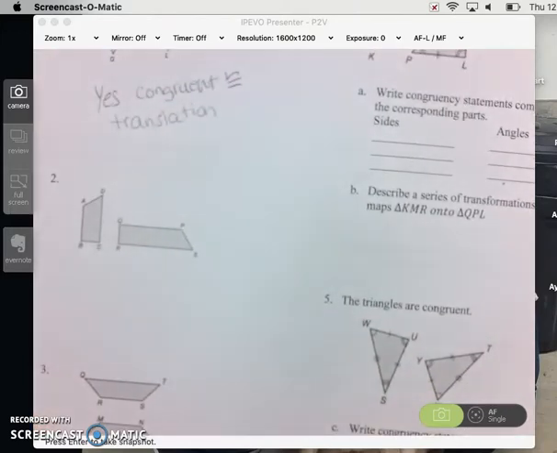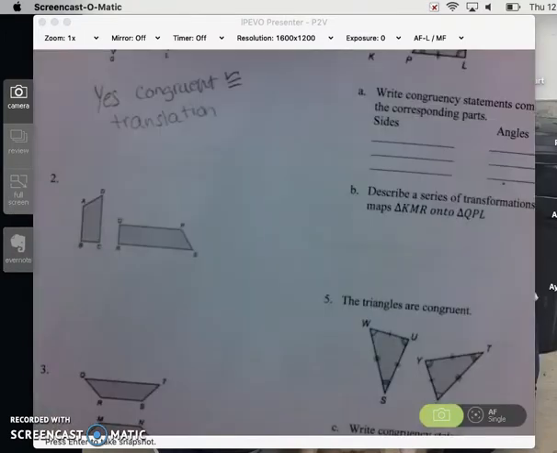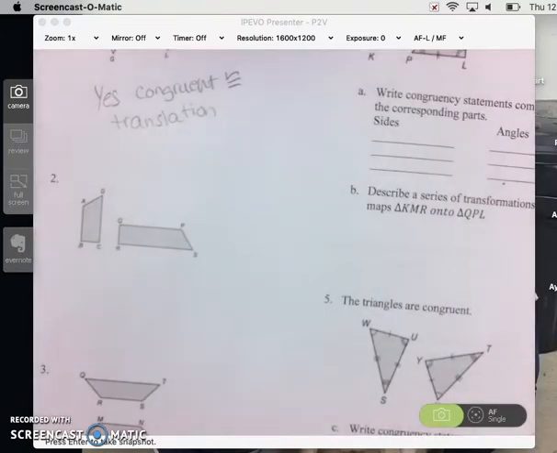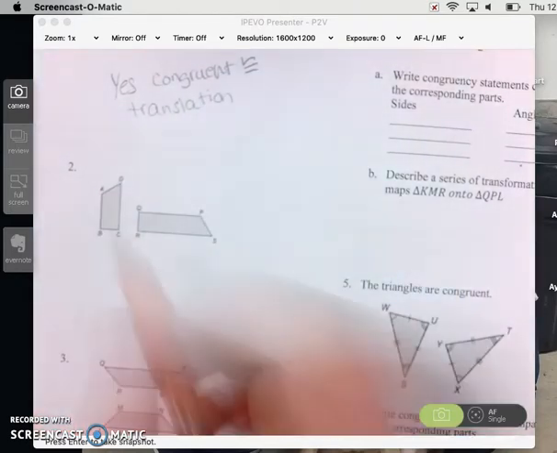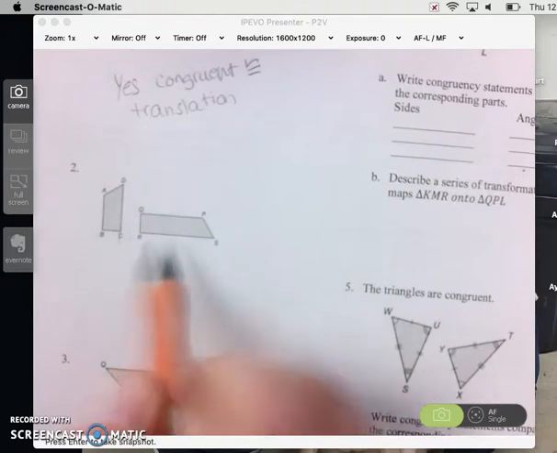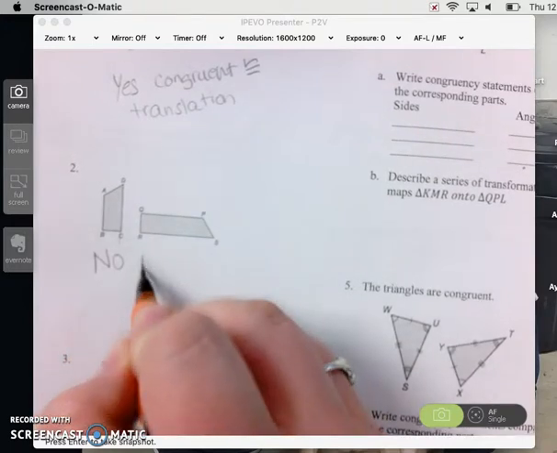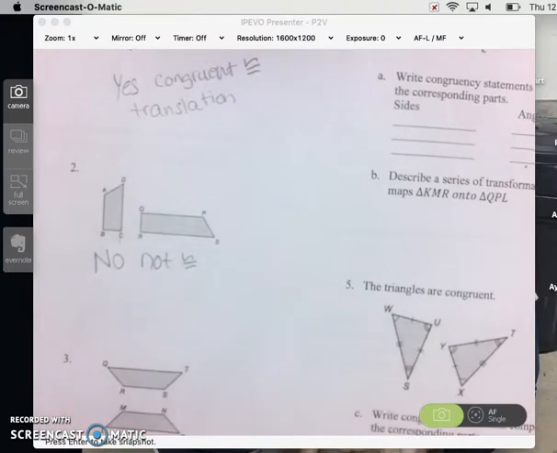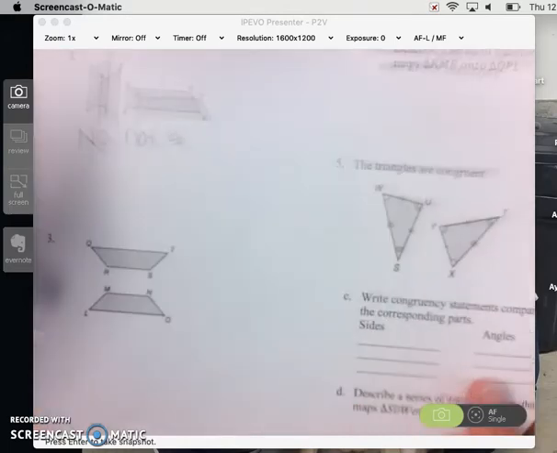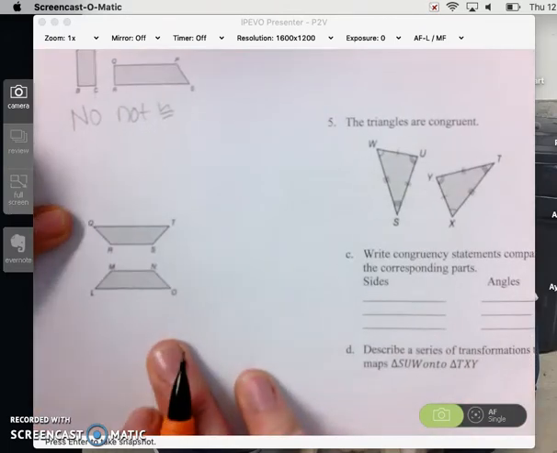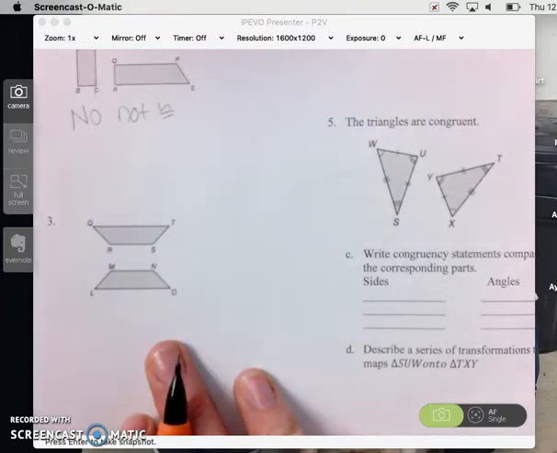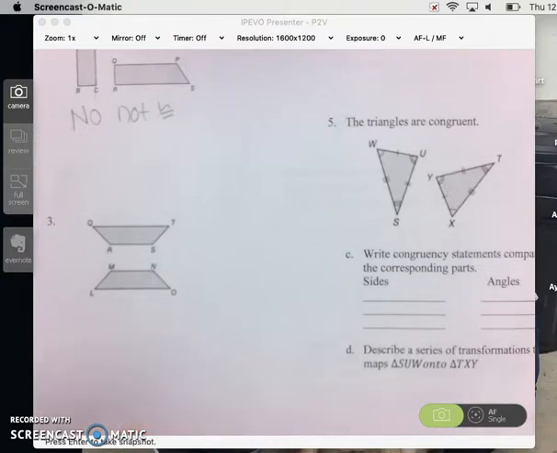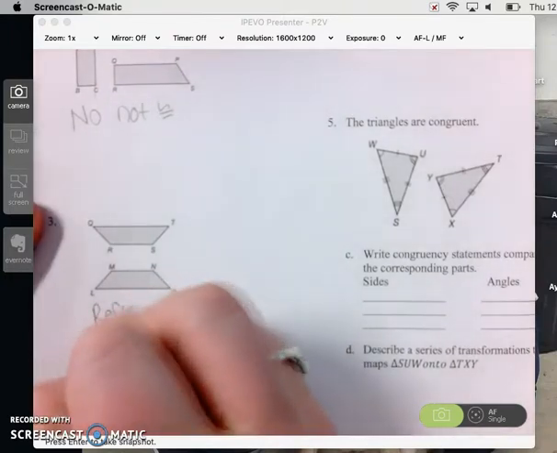Number 2 is asking, if you were to rotate this one, this one is shorter than this one. So no, they are not congruent. Okay, the next one. What's the transformation to get this one on top of this one? What's that called? Reflection. So this is reflection.